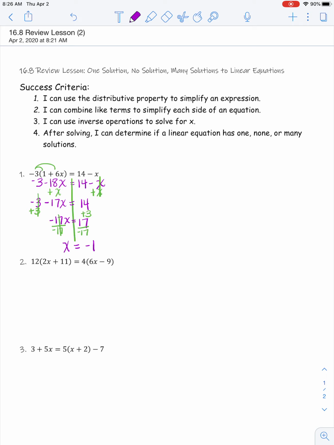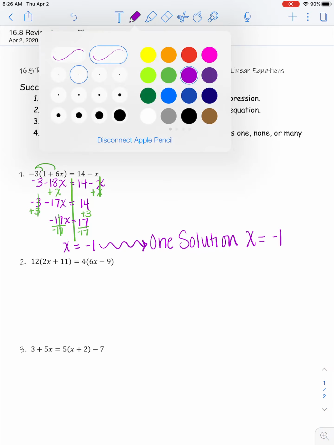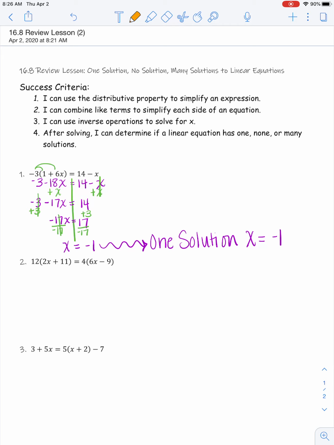Whenever you solve something algebraically and you get x equals a number, that means you have a solution. You have one solution. And that solution is -1. That's the type of problem that we've been working with so far. Now the next two are going to be different. So we're still going to tackle them the same way.